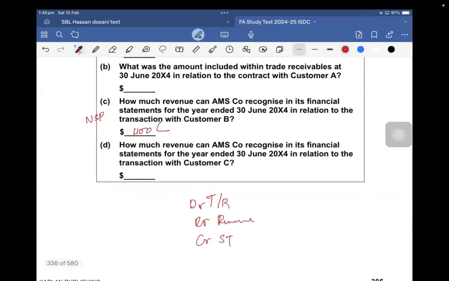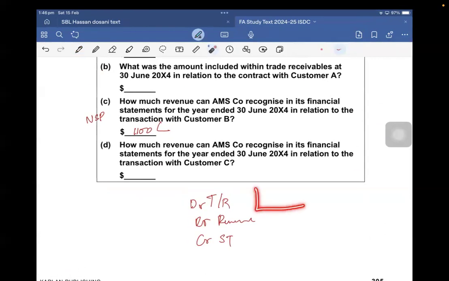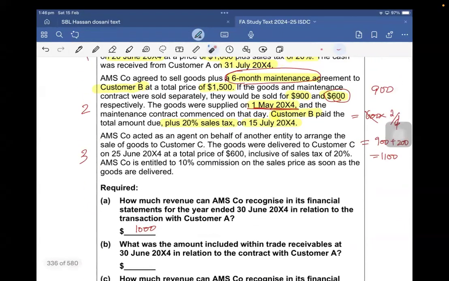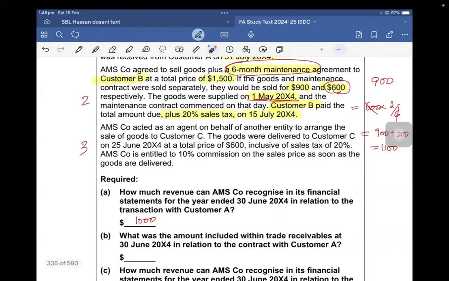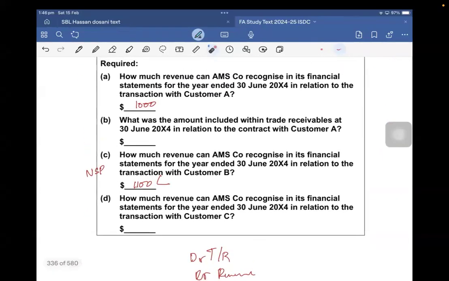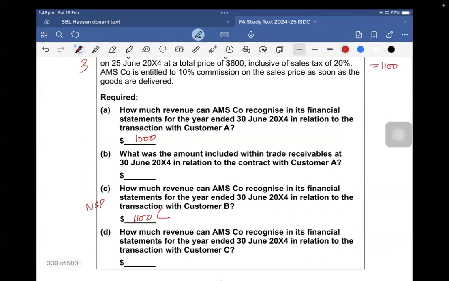Understood? So trade receivable would have both of them together, that is the tax and the revenue. So you need to further give a 20% sales tax also. Clear? So the total amount due plus 20%, how much is the sales tax? 1,200. That is 1,200. Understood, no? It is the same equation that I have taught you before.